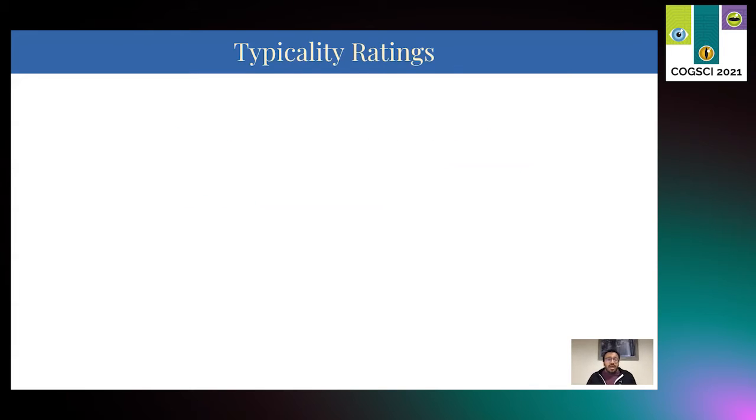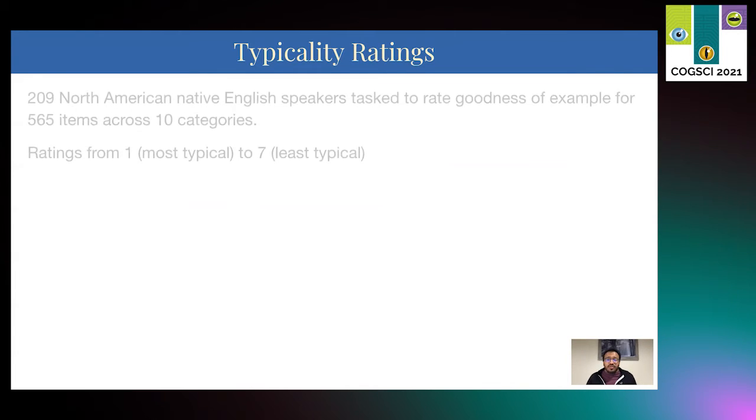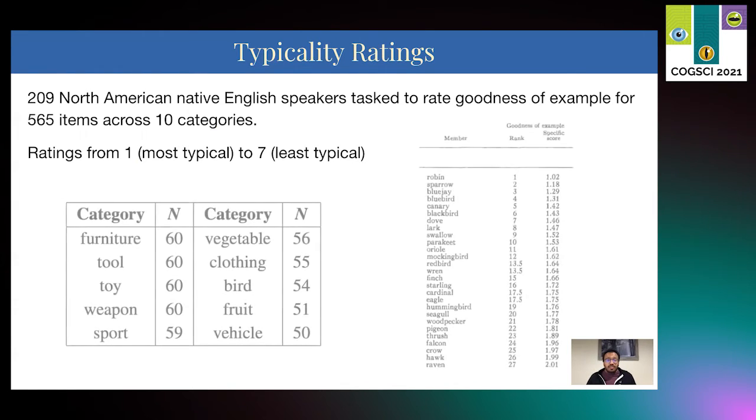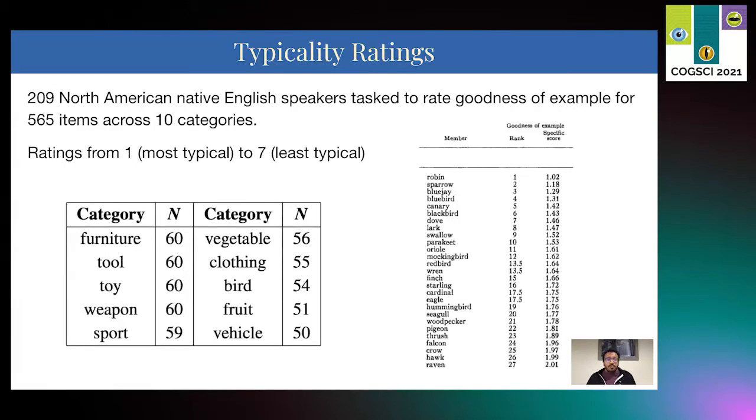So we use typicality ratings collected by the original Rosch study, where native English speakers were tasked to rate the goodness of example for 565 different items across 10 categories. We use this data as our general ground truth typicality evidence in both our experiments.